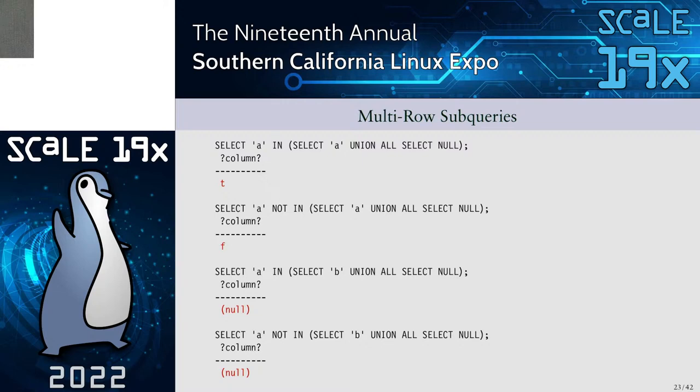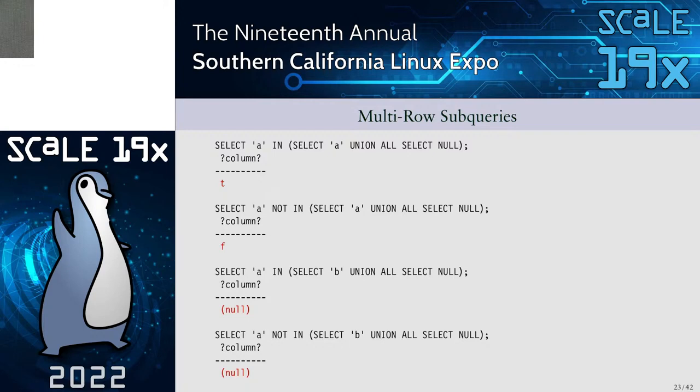But the next two is where everything kind of falls apart. So is A in B? Well, yeah, A is not in B, so we're good so far. Let's go to the next one. Is A not in null? I don't know. I return a not null, null, right? And the last one is A not in a B.